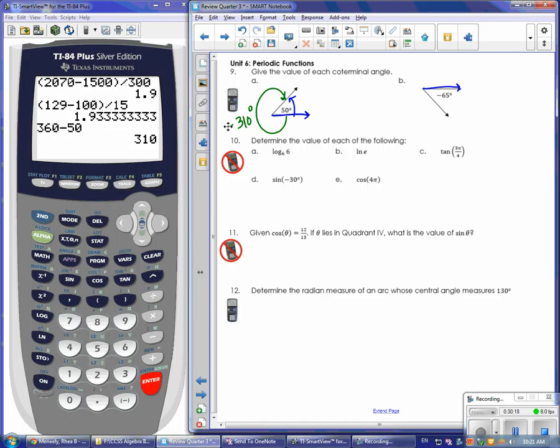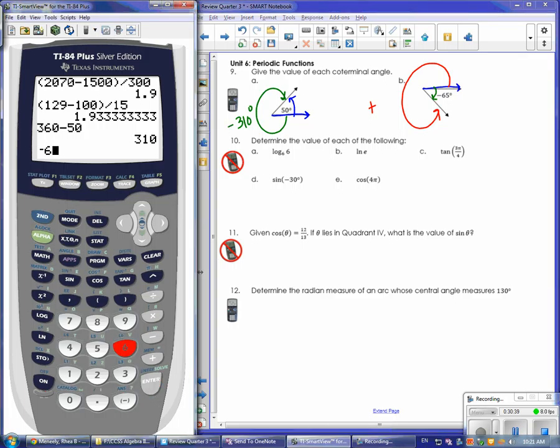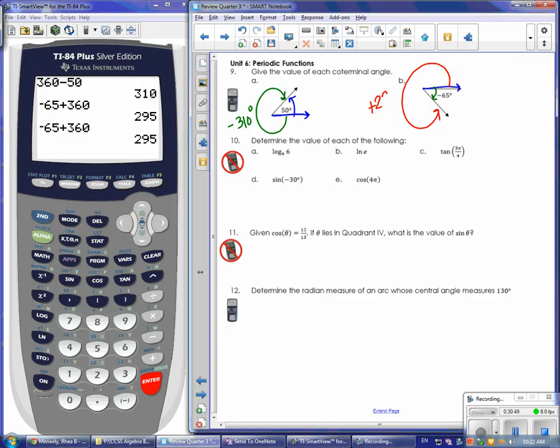In letter B, notice that we're given this angle, which is negative 65 degrees. If I want to find the coterminal angle here, I'm going to go counterclockwise around. And that's going to end up giving me a positive value. And again, if I just find the difference, now this time since 65 is negative, I'm going to add 360. And this is really what we were doing before. Okay, and we get 295. So this angle is 295 degrees.